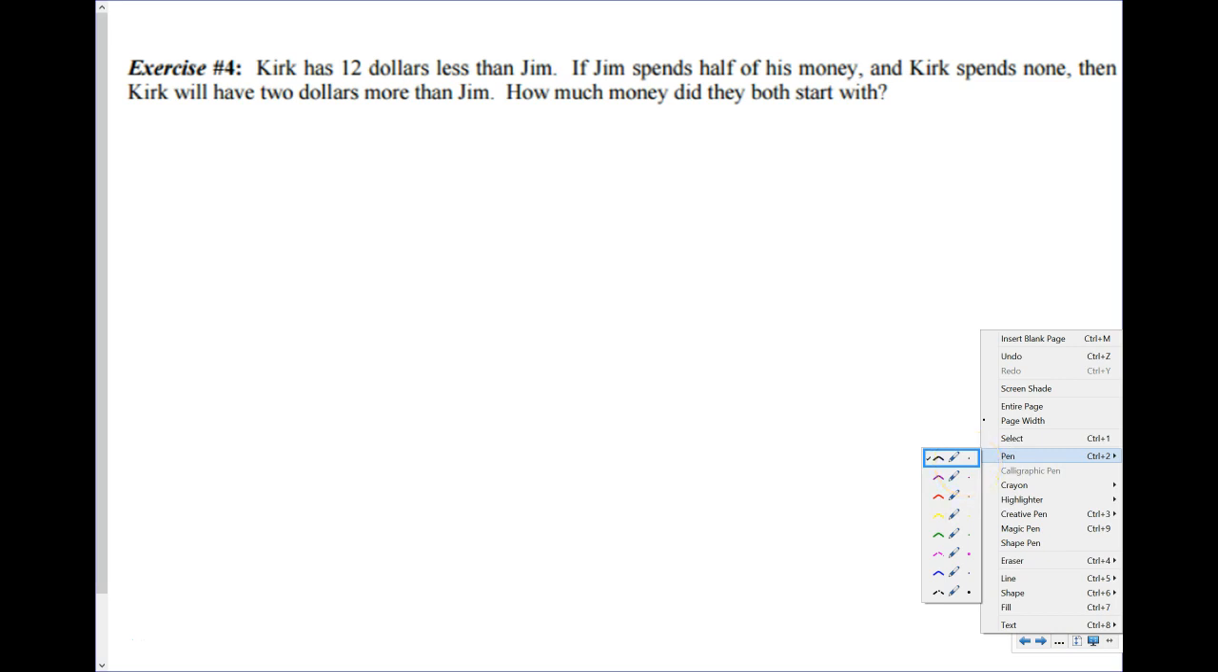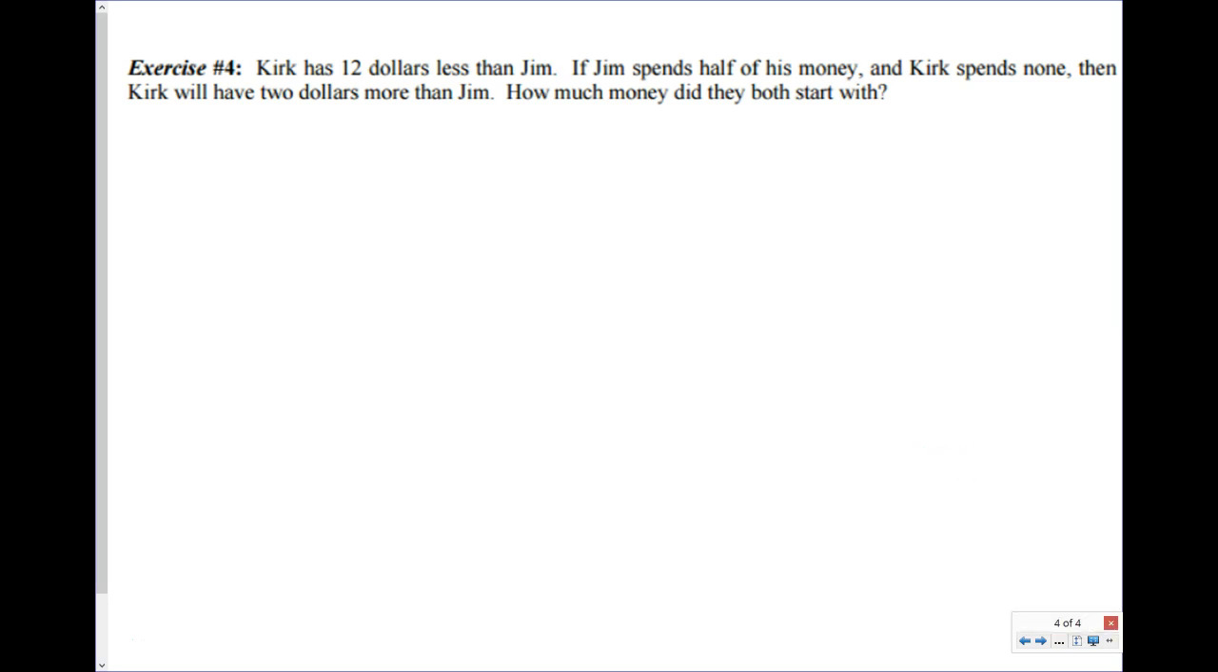Okay? First thing we got to do is make our let statements. I'm going to let x be the amount Jim has. The reason I'm doing that, and this is kind of a weird trick, when you see a word problem with a less than or a more than or any type of "than" in it, whatever word comes after the "than," that should be your variable that you use. Your original variable. It's a little weird trick if you see the word "than." Okay? So I'm going to make Jim x instead of Kirk.